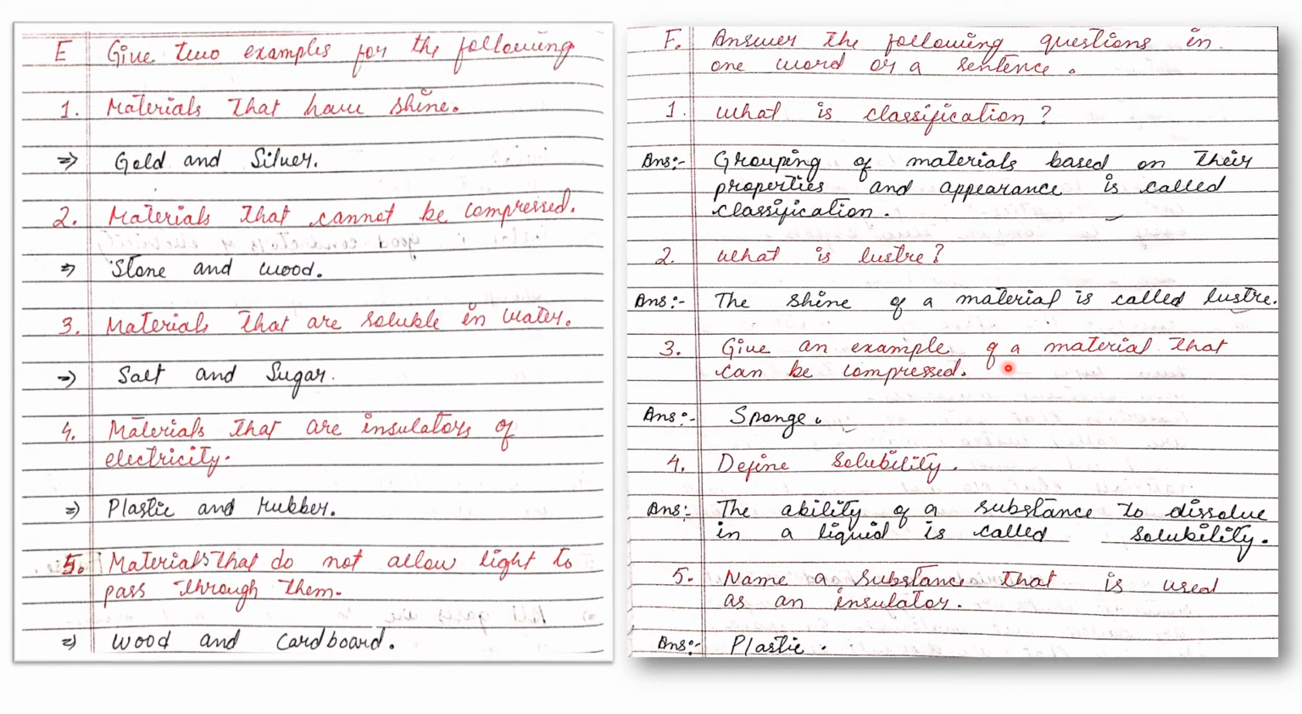Third, give an example of a material that can be compressed. That is sponge. Number 4, define solubility. What is solubility? The ability of a substance to dissolve in a liquid is called solubility. And fifth, name a substance that is used as an insulator. Answer is plastic.